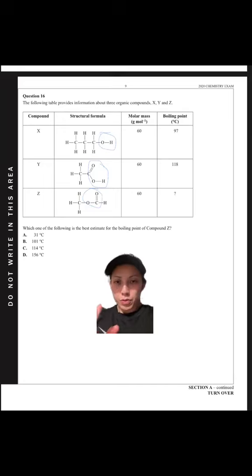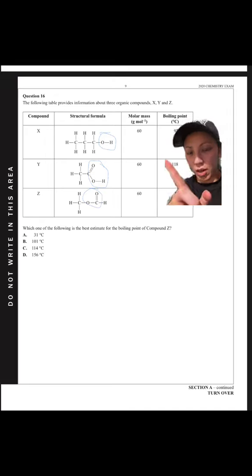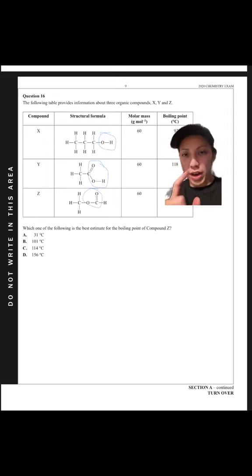What I want you to focus on is these areas that I've marked in blue. So for X, you can see the hydroxyl group, the OH. Now you know that with the hydroxyl group, if another one of those butanols comes along, it'll form hydrogen bonds with the other butanol molecule.